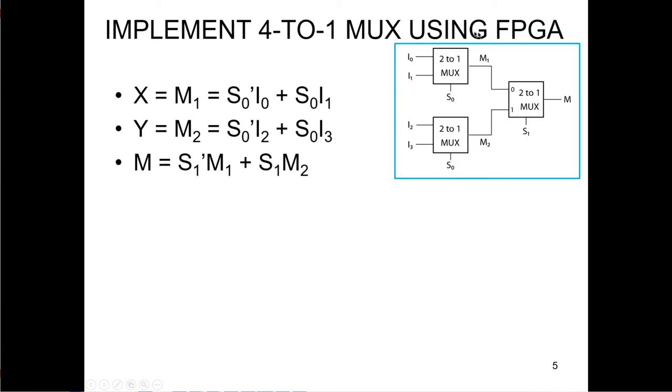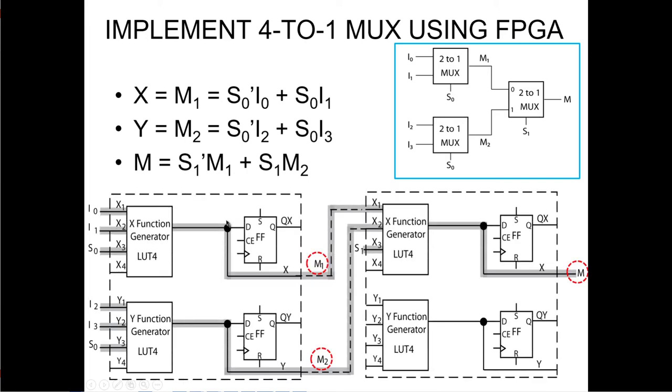So implementing the 4-to-1 using our FPGA, we let X equal this and Y equal that, and M equals this. What we have to do then is, our first LUT4 takes in I0, I1, and S0. Our second LUT4 takes in I2, I3, and S0. And then these two go into X1, X2 in this LUT4, and S1 goes in over here, and that generates the output. So it takes 1, 2, 3 LUT4s to create this 4-to-1 mux. Obviously, we're wasting some of our capability.